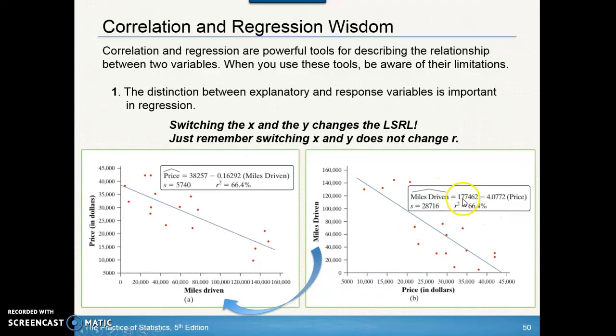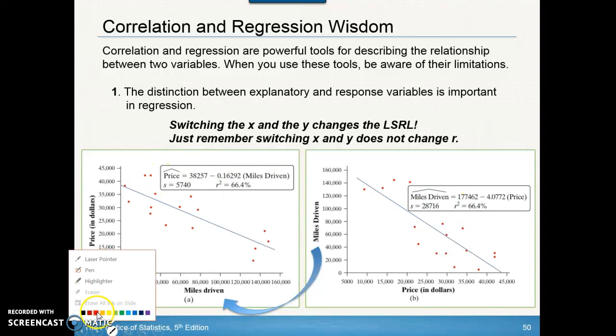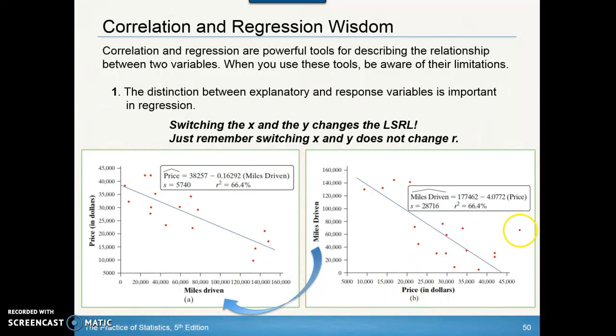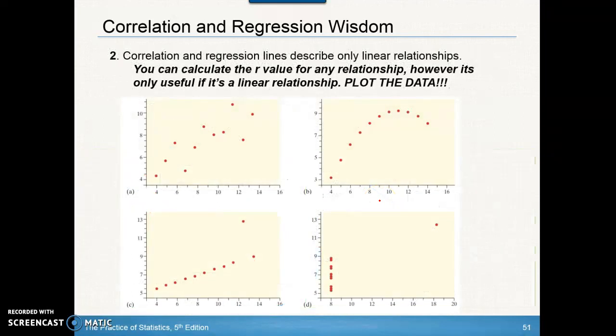Now, if you notice, the y-intercept changes, the slope changes, the standard deviation of the residuals changes, and look at your r squared. Notice it is exactly the same. It did not change at all. So that is telling us still that the same amount of variation in the response variable can be explained by the least squares regression line that relates the two. So just be aware of that.